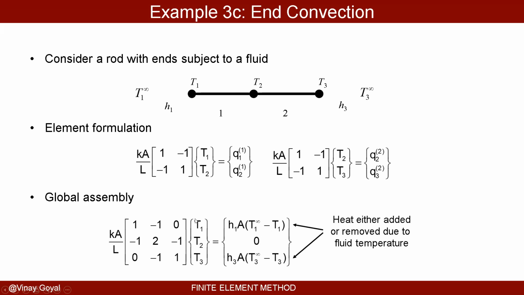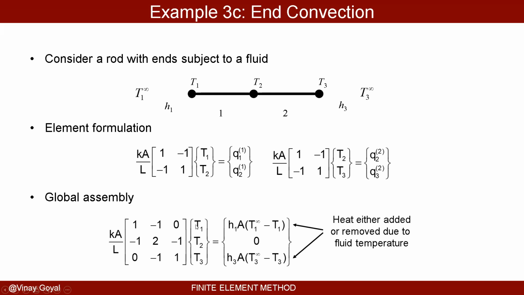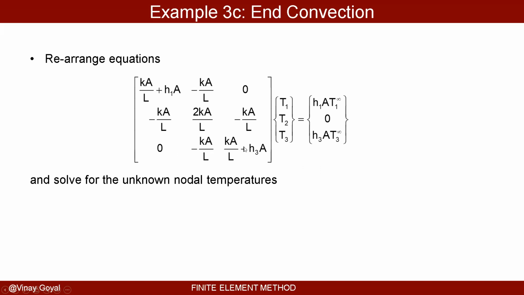Now, the complication here is that you have T1 on the left-hand side and T1 on the right-hand side. You have not seen this before. It's the first time we see that. At node 2, you see 0 because I have no heat going in or out. So you have to rearrange the equations in such a way to bring T1 to the other side and T3 to the other side. And when you do that, it looks like this. Now I know h1, A, and T1 of the medium. I know h3 and A and T3 of the medium. So I know K, I know A, I know the conductivity, I know all this stuff. So all I have to do now is invert this matrix to solve for T1, T2, and T3.